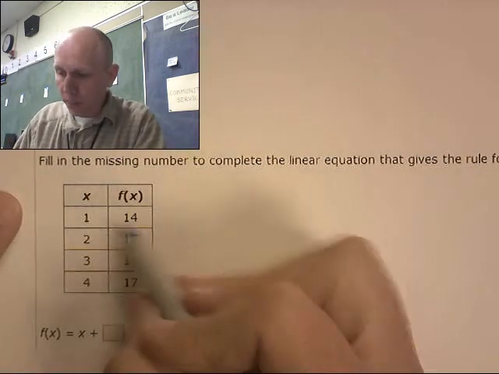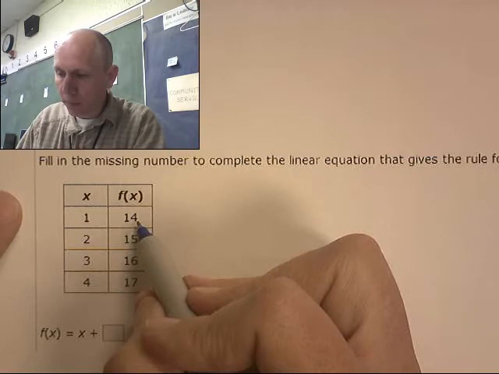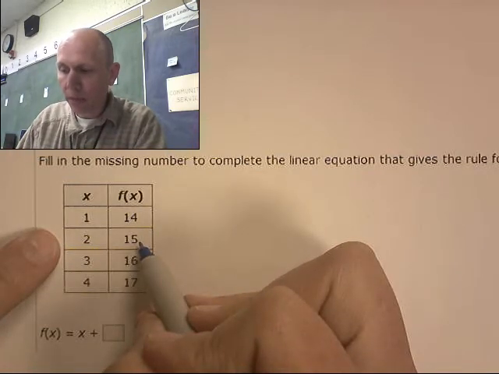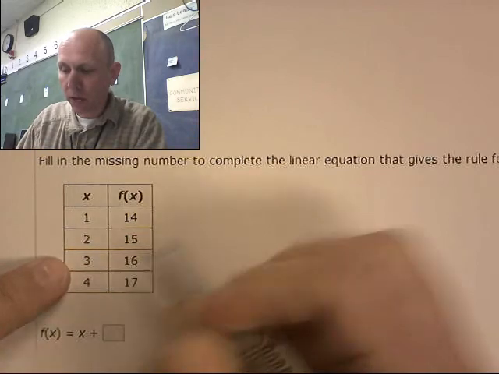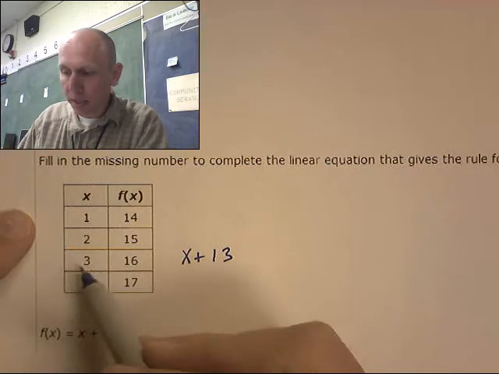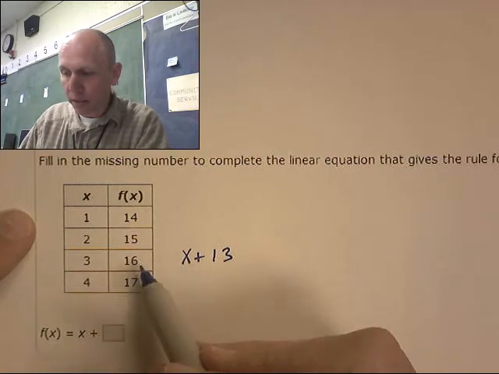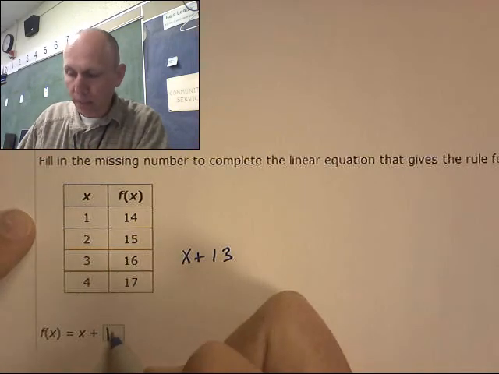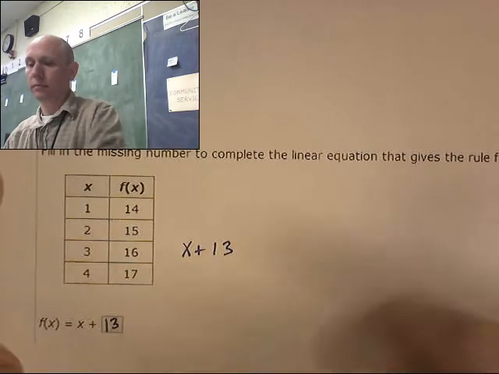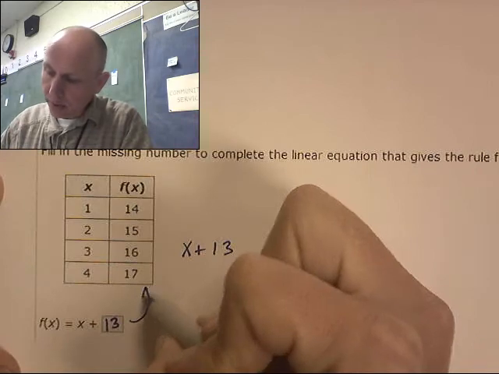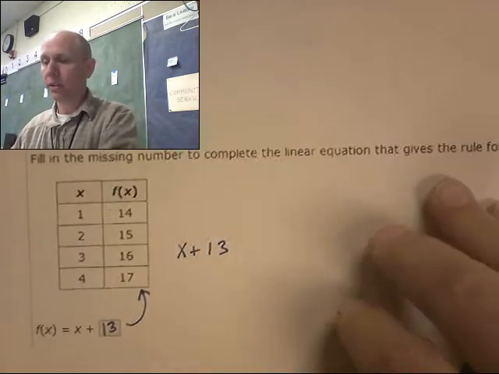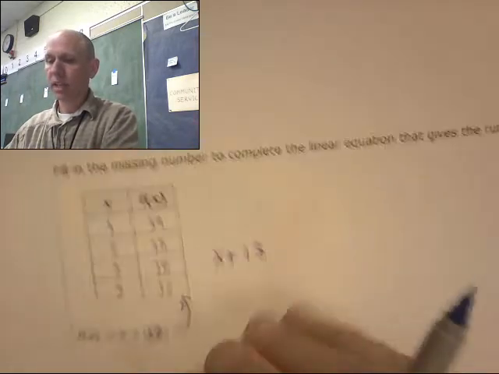See, if I put in a 1, out comes a 14. If I put in a 2, out comes a 15. If I put in a 3, out comes 16. Well, this is just x plus 13. X is 3, out comes the 16. X plus 13. I like these because they're little puzzles. A lot of math is just a bunch of little puzzles. I like little puzzles.